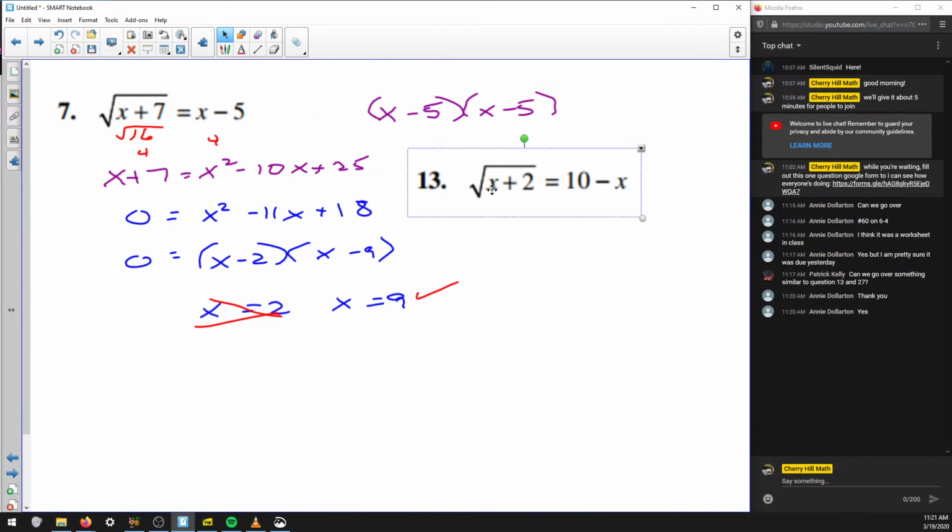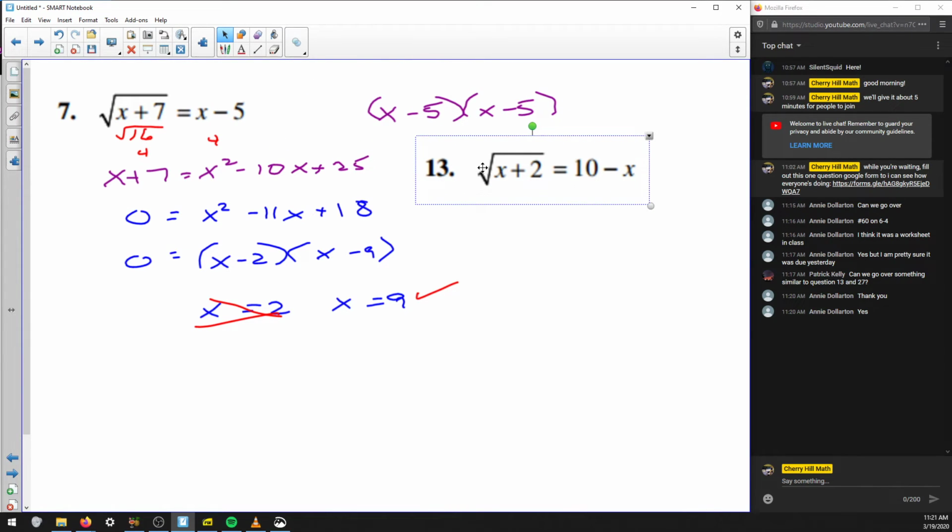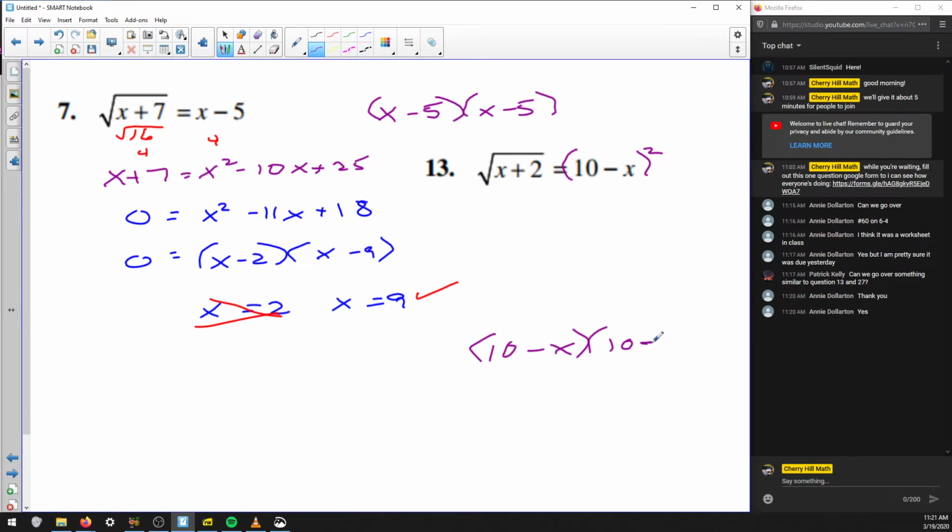So if you follow the process here, we're going to do something almost exactly the same. Here's the one thing I will help you out with. When you square the right-hand side, here's what it's going to look like. Again, you're going to do something very similar to this. So you'll do 10 minus x and another 10 minus x. Okay, so it's a little bit backwards, but we can still do the same thing.